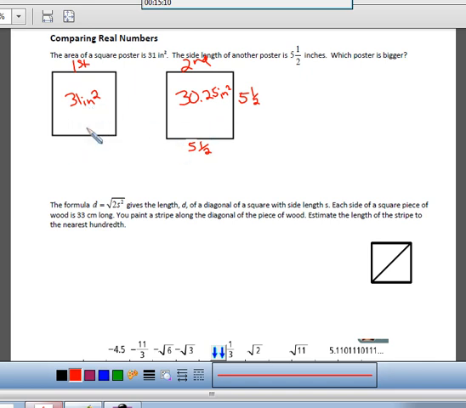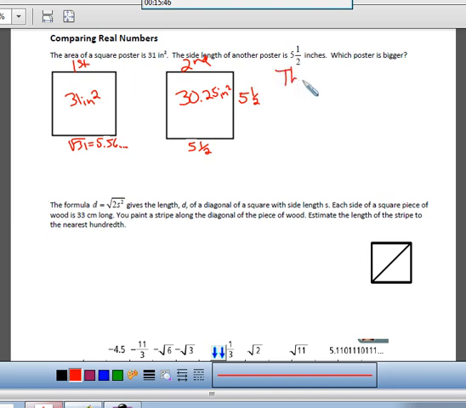If you wanted to try this another way, the other way you could do this is take the square root of 31 to find this side. And if you do that, what you get is 5.56 and some number that keeps on going, dot, dot, dot. But now that I know that it's a little bigger than 5.5, this confirms that the first poster is actually bigger than the second. So which poster is bigger?